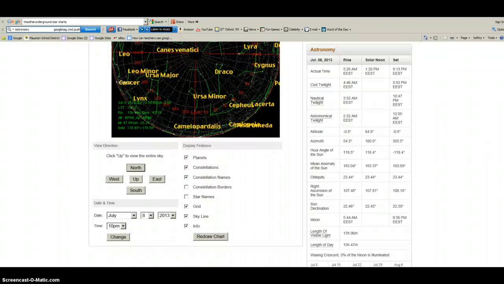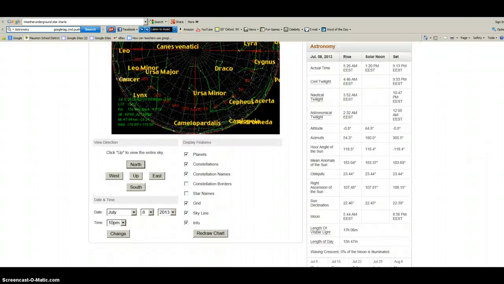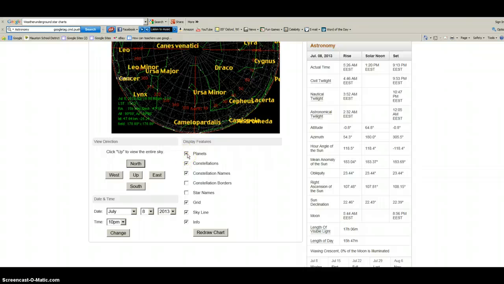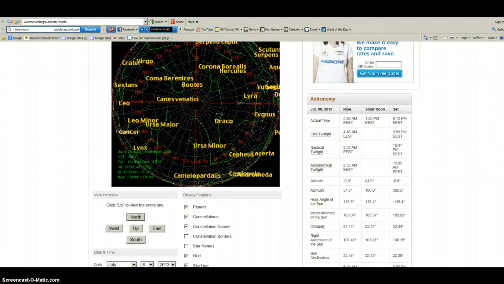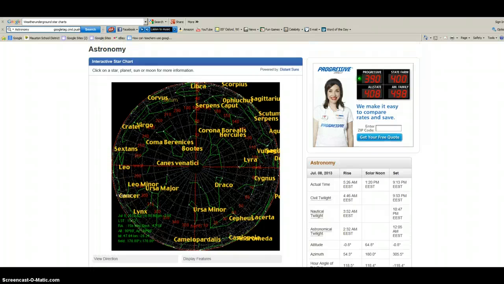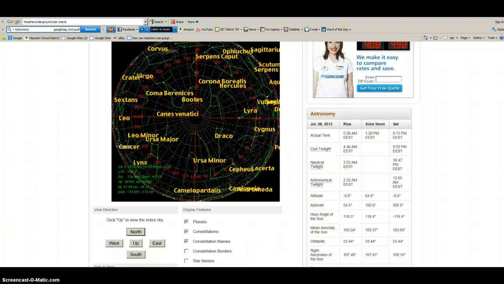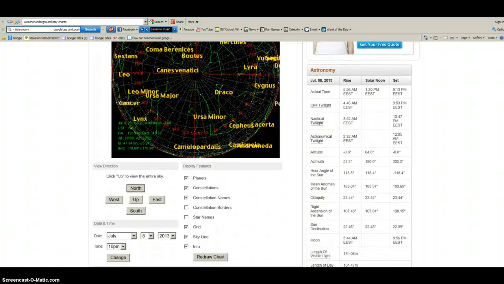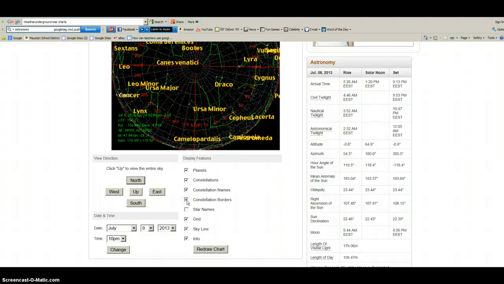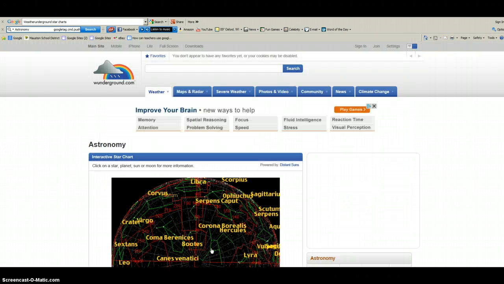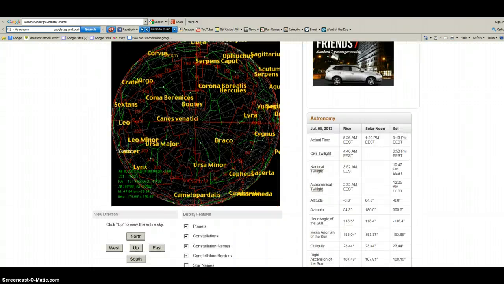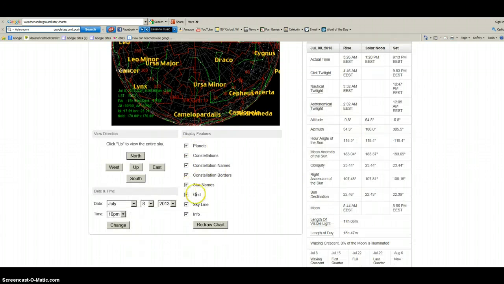Also, you can click on, okay, planets is clicked on. So if there were any planets in here showing, I don't see any. I just see constellations. Constellation borders, redraw chart. There you go. So it's drawing borders around these constellations that might help you to find them easier. Constellation names are there. Planets are there. Star names. Let's put star names in.